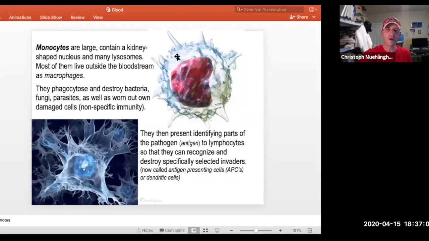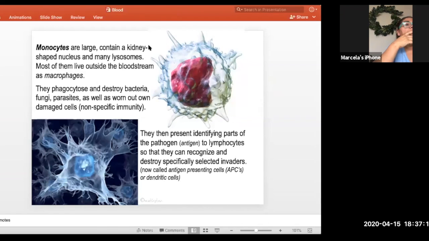And there they are. And see how they have spinies to them. That's why they call them dendritic. Dendrites means spiny kind of stuff. All right, so that's pretty cool.